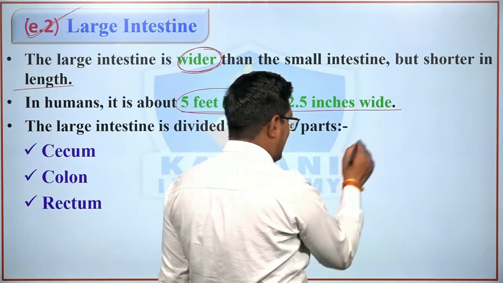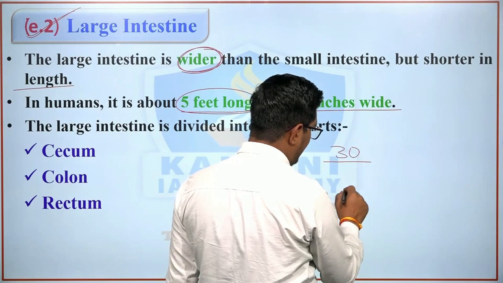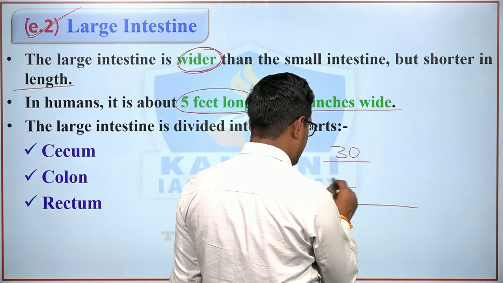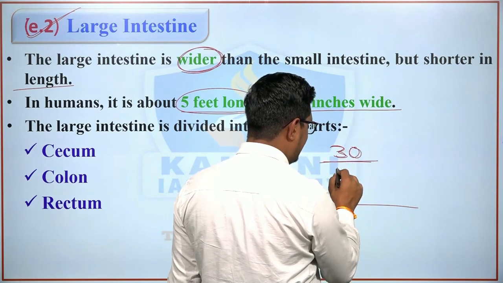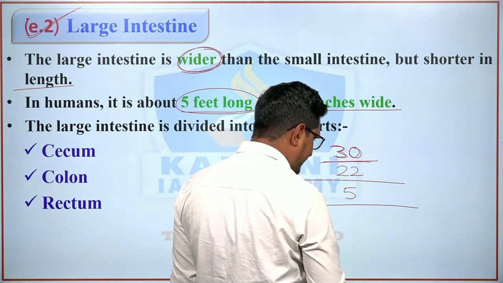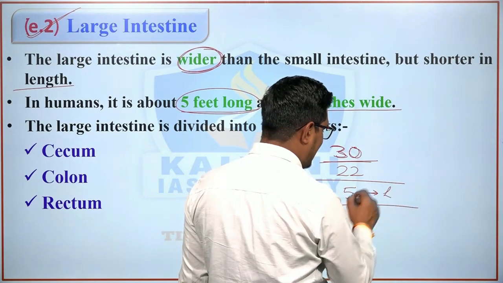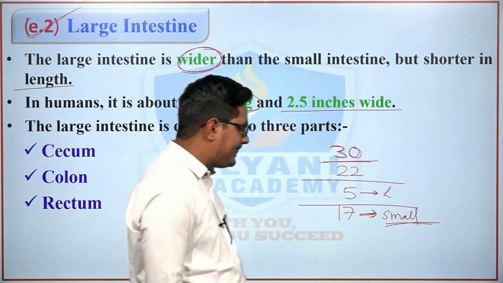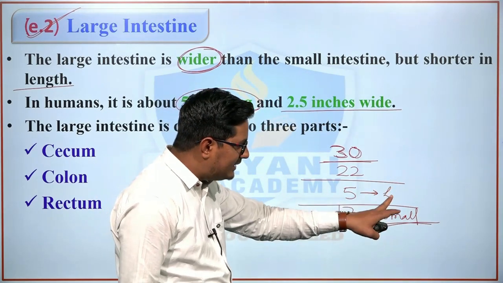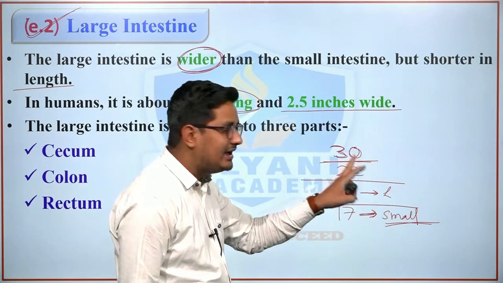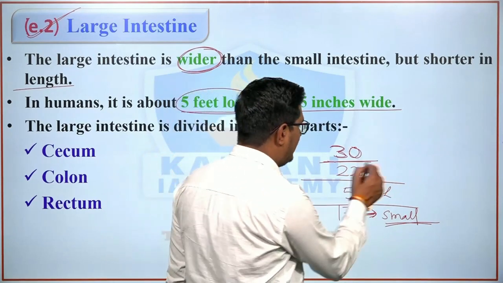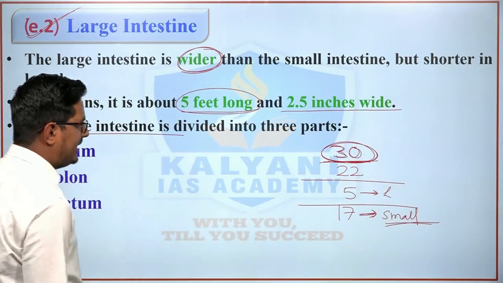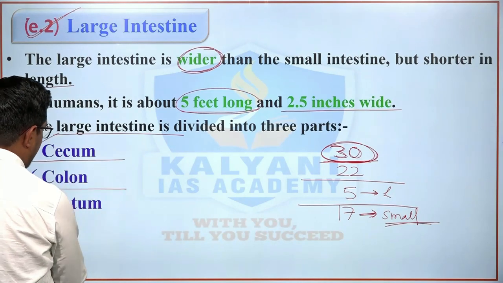So in this way, the length of alimentary canal is 30 feet. The length of large intestine is 5 feet, the length of alimentary canal is 30 feet. The length of intestine is 22 feet. If 5 feet is the length of large intestine, then 17 feet would be the length of small intestine, right? So you have to keep in mind: the length of small intestine is 17 feet, length of large intestine is 5 feet, total length of intestine 22 feet, total length of the alimentary canal is 30 feet. Right, this large intestine is divided into three parts. First is cecum, then colon, then rectum.